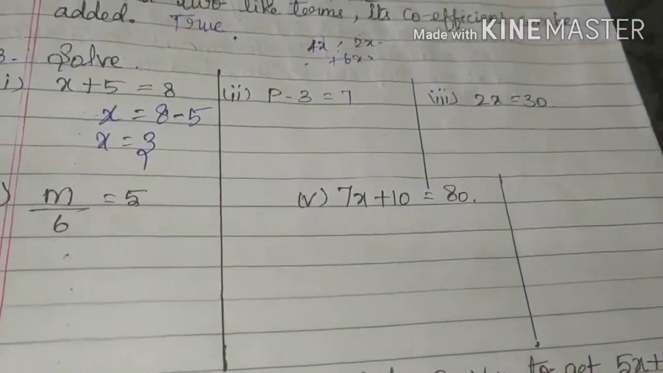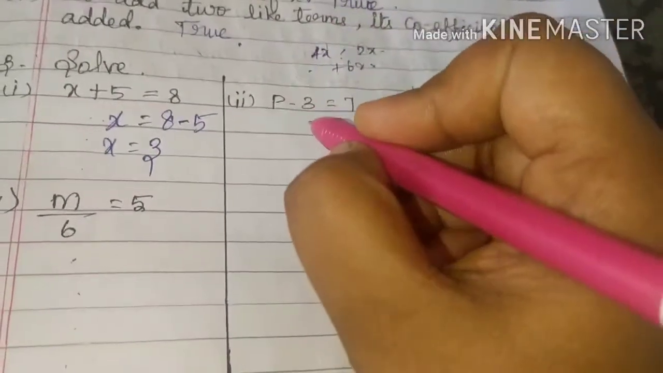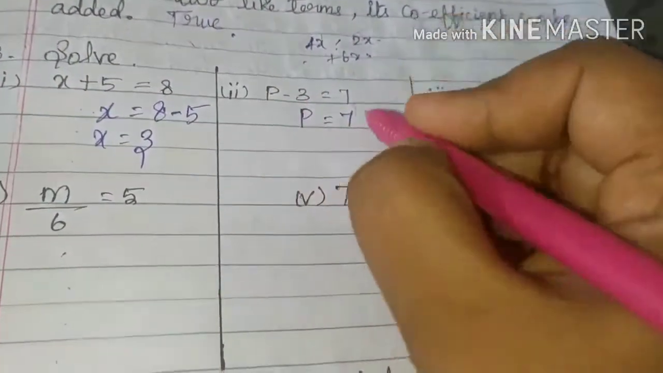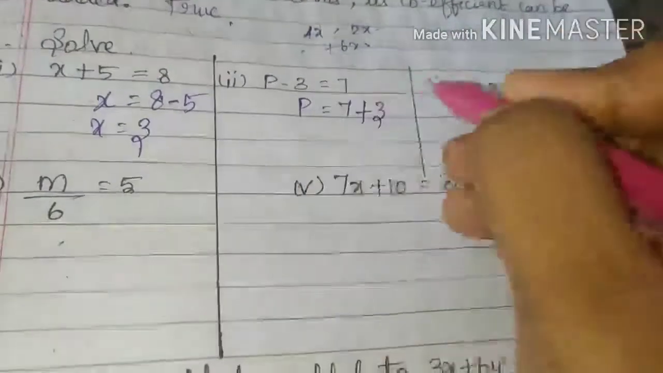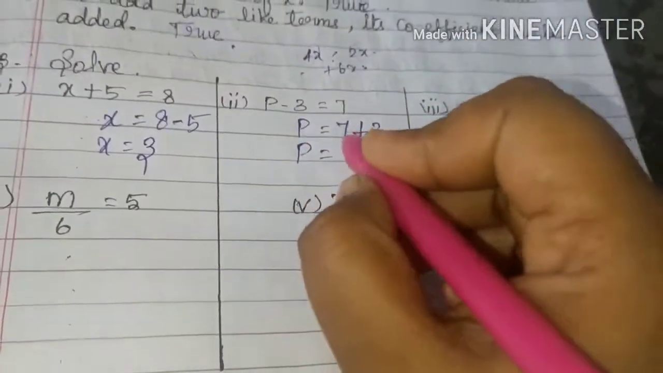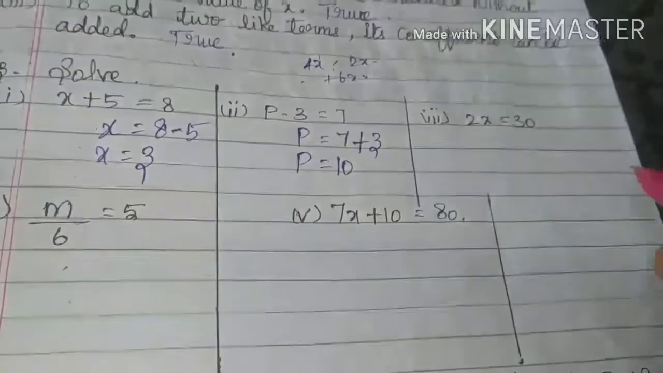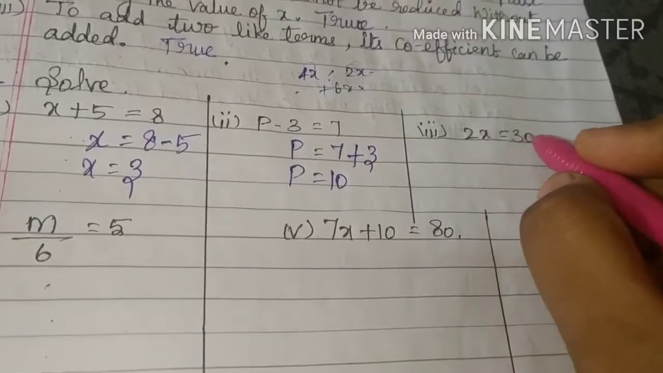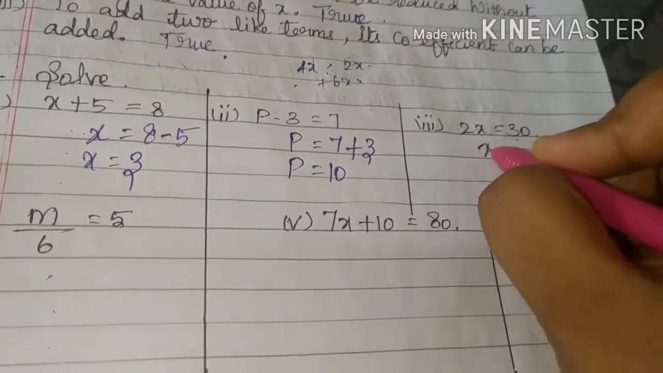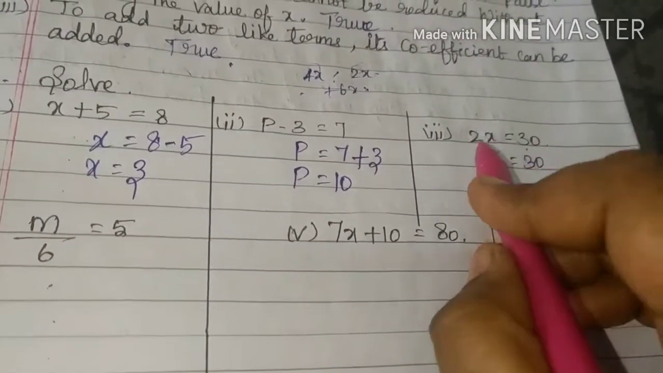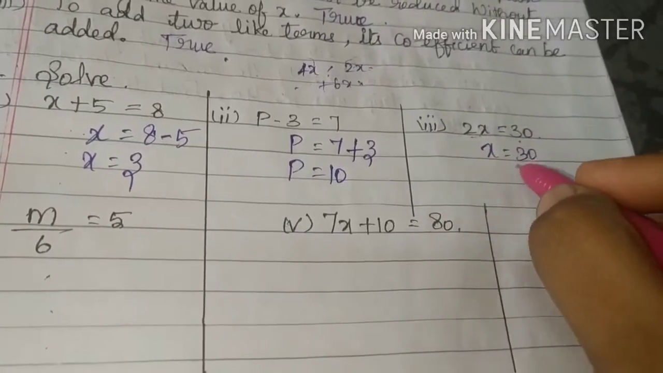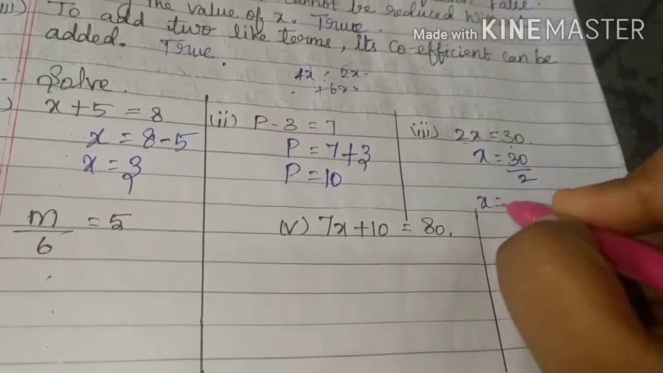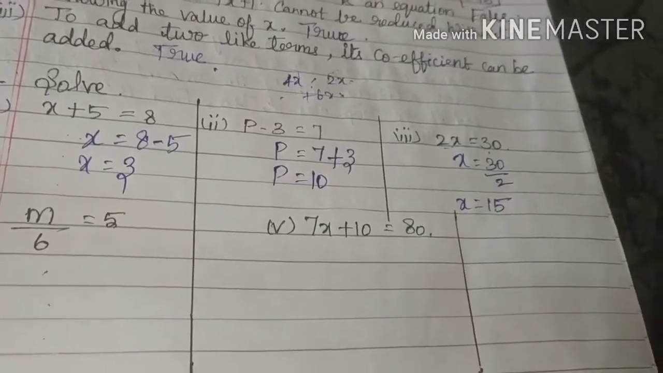That's all, children, very simple. So here also the same: p value as it is you keep. 7 is there, minus 3, when it comes to this side becomes plus 3. So 7 plus 3 is 10. So p equal to 10. Okay, next, children, 2x equal to 30. The 2 in multiplication, when it comes to this side, becomes division. So 30 divided by 2. x equal to 15.